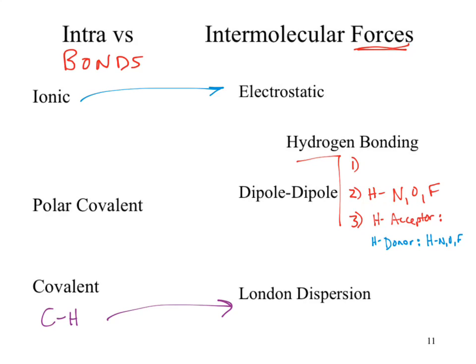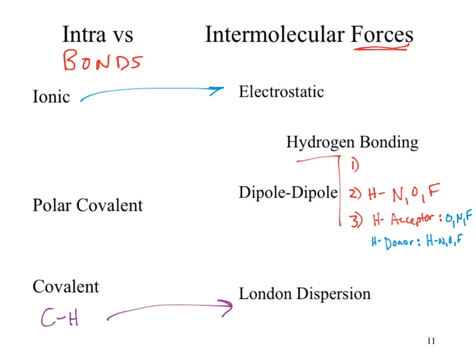Well, what charge was the hydrogen? If the hydrogen's positive, and that's our donor, what should our acceptor be? Negative. Our acceptor has to be oxygen, nitrogen, or fluorine. All right, so if we have those two set, we're clear.